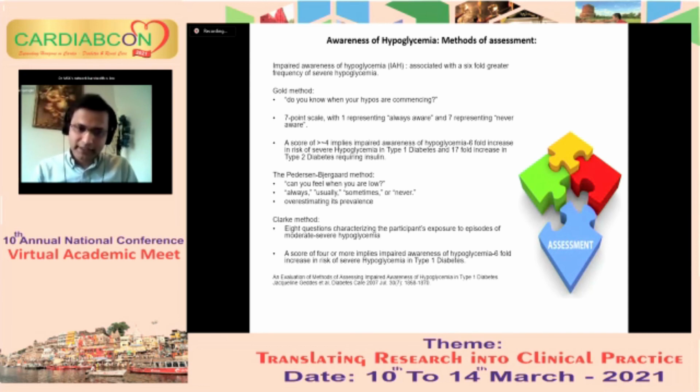If you find out that it is 4 or more, that means there is a risk of severe hypoglycemia: 6-fold if they are type 1 diabetes, or even higher, up to 17-fold, if they are type 2 diabetes.